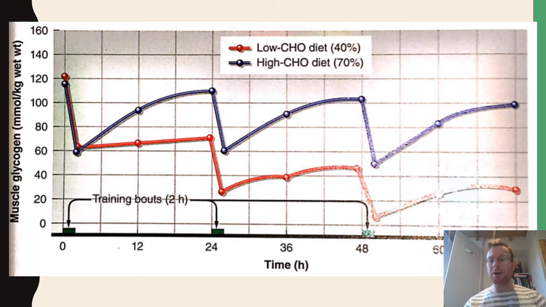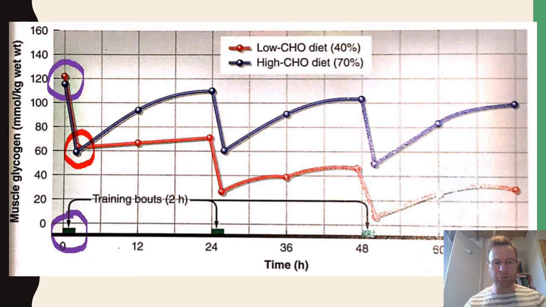Here we've got another exploration of glycogen in muscles. We've got 2 people. One is on a low carbohydrate diet, where 40% of their diet's calories is coming from carbohydrate. The other person is on a high carbohydrate diet, where 70% is coming from carbohydrate. They're taking part in a bout of exercise. Now what you can see is in both people it depleted their glycogen stores.